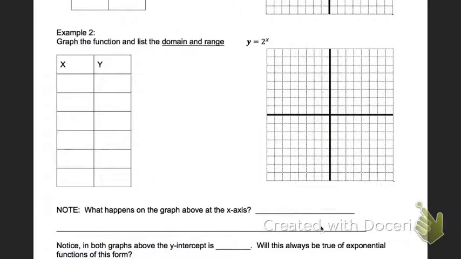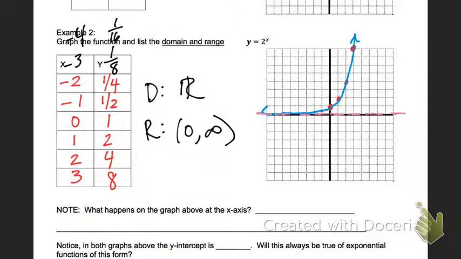Now's your time. With the next base to the x power, I'm going to give you the x values, and I want you to fill in the y's, graph it, and do the domain and range. So we're going to do the same x values: -2, -1, 0, 1, 2, 3. Fill in the y values, graph it, and then do domain and range. So here's what your graph should look like. Domain is all real, range is 0 to infinity, which is similar to the 3 to the x.